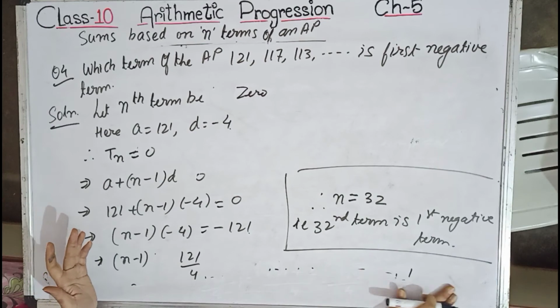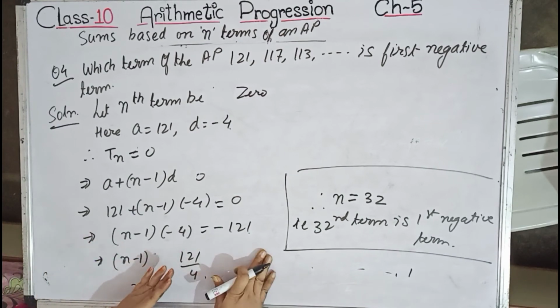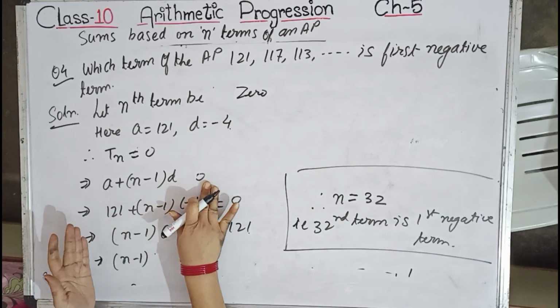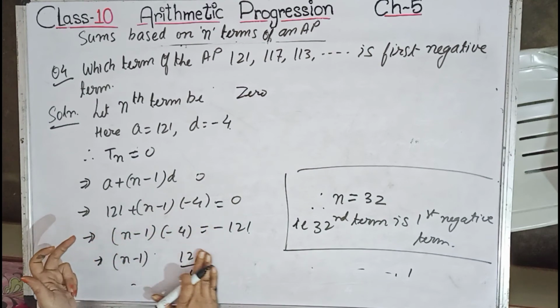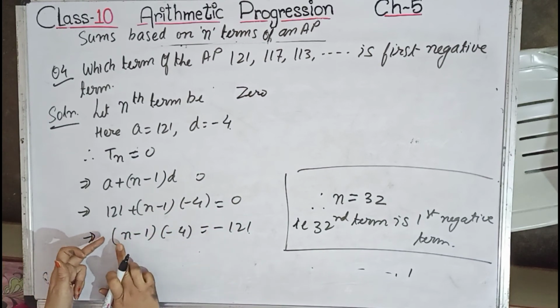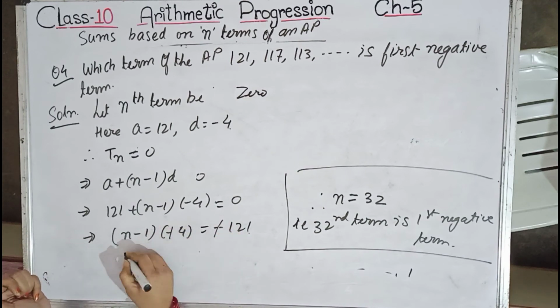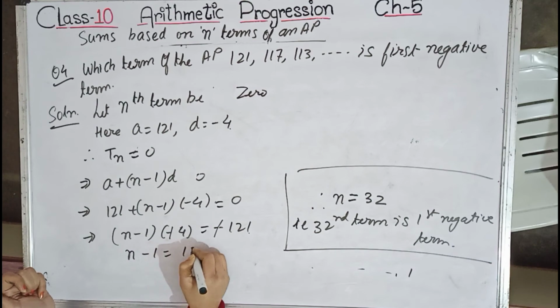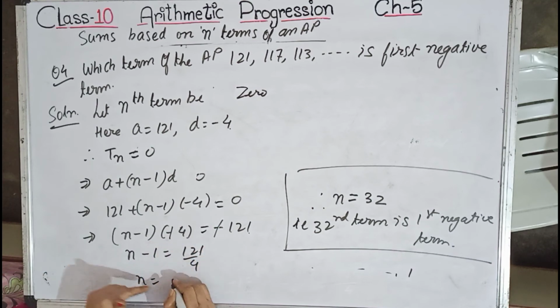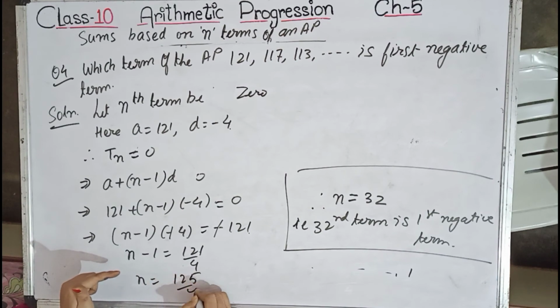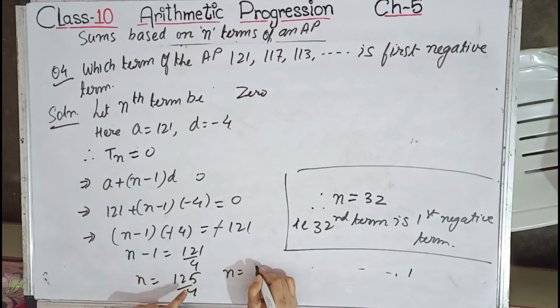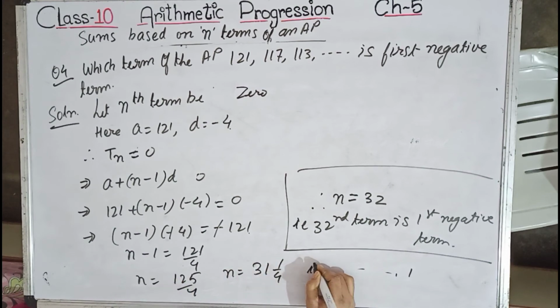So if the nth term we are supposing as 0, then a plus n minus 1 into d equals 0. The calculation will be the same. So over here, n minus 1 into minus 4 equals minus 125. This minus minus will be cancelled. So n minus 1 will be equal to 125 by 4. So n, same calculation, will be equal to 129 by 4. That is, n equals 31 1 by 4.